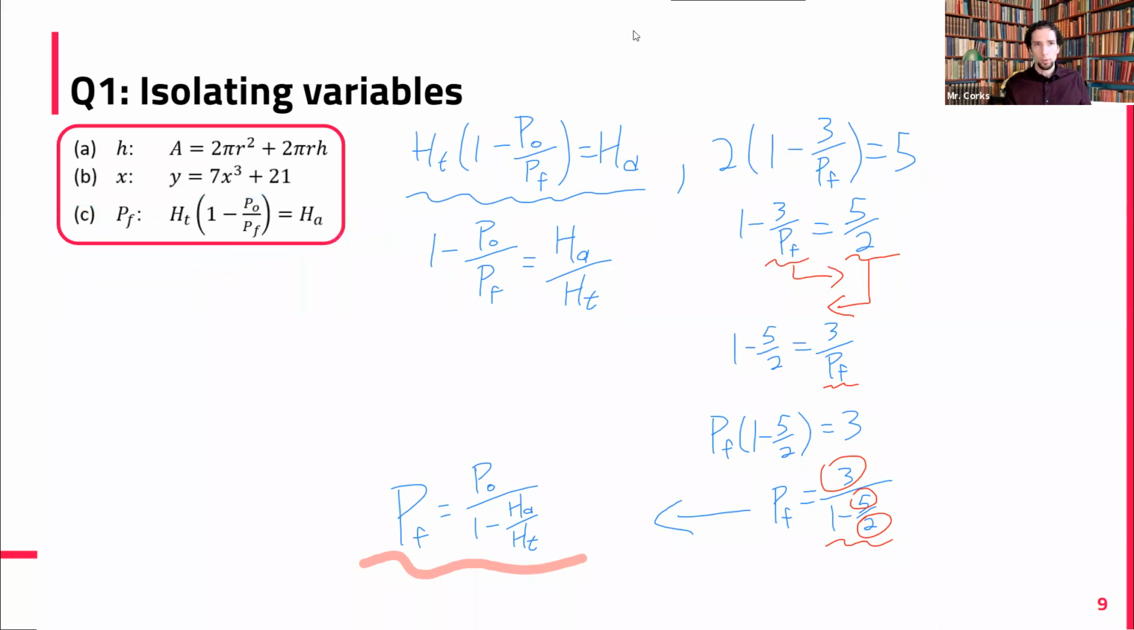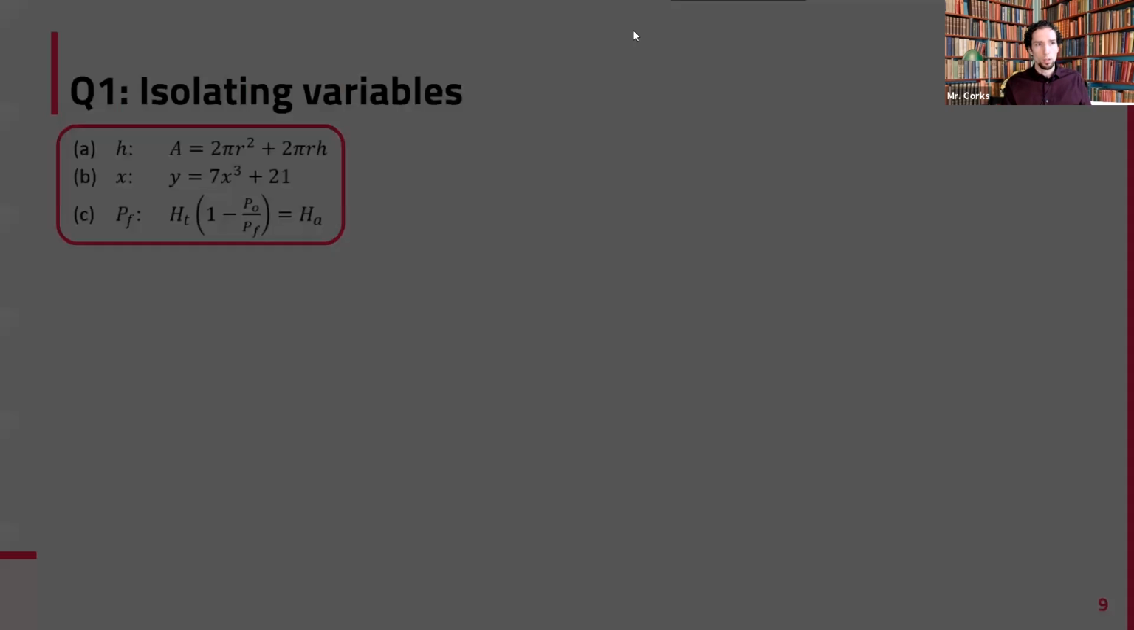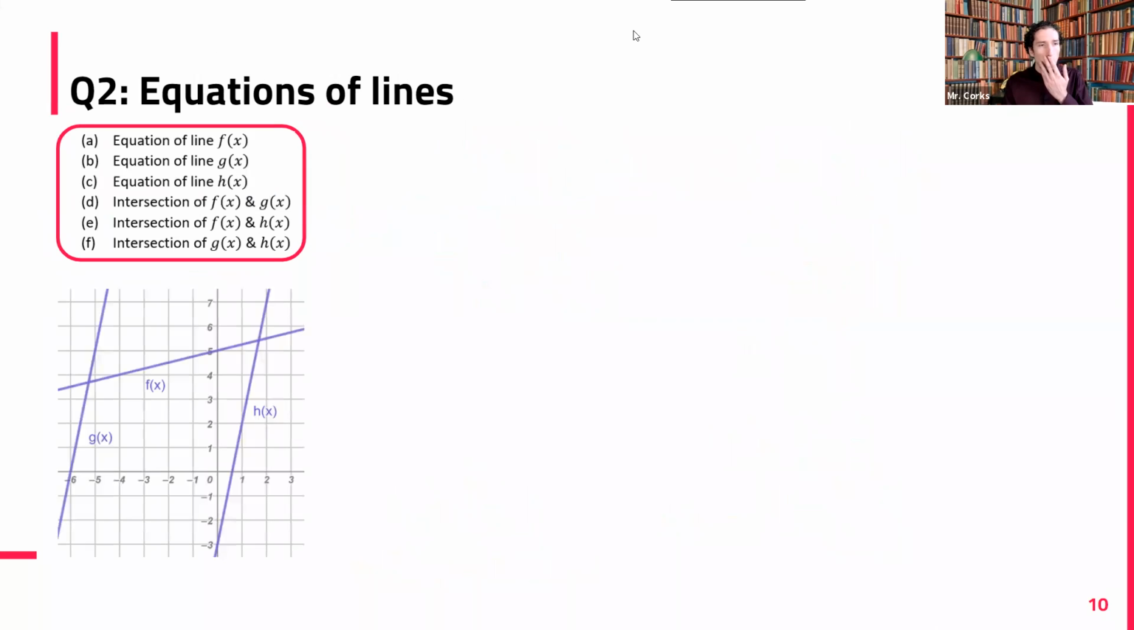All right, moving on to our next question. Equations of lines. This one also meant to be just a kind of a quick, easy, early question on the exam. We have 3 lines here, and we're just first looking for the equations of each of these lines. So we can just see them on the graph.